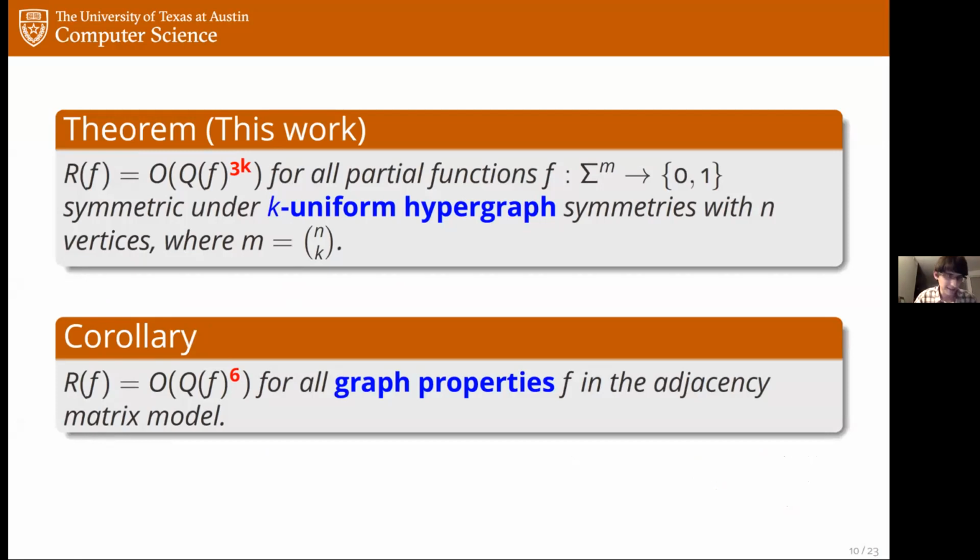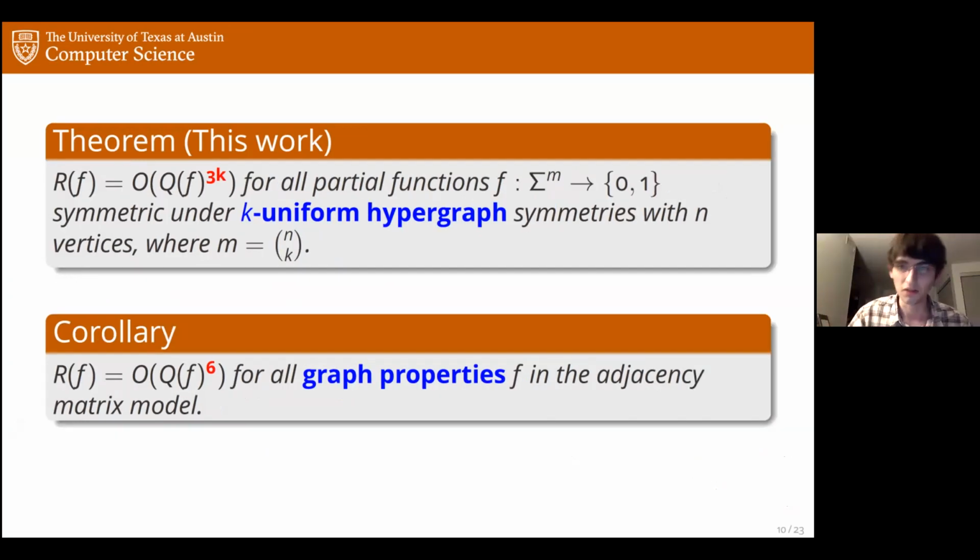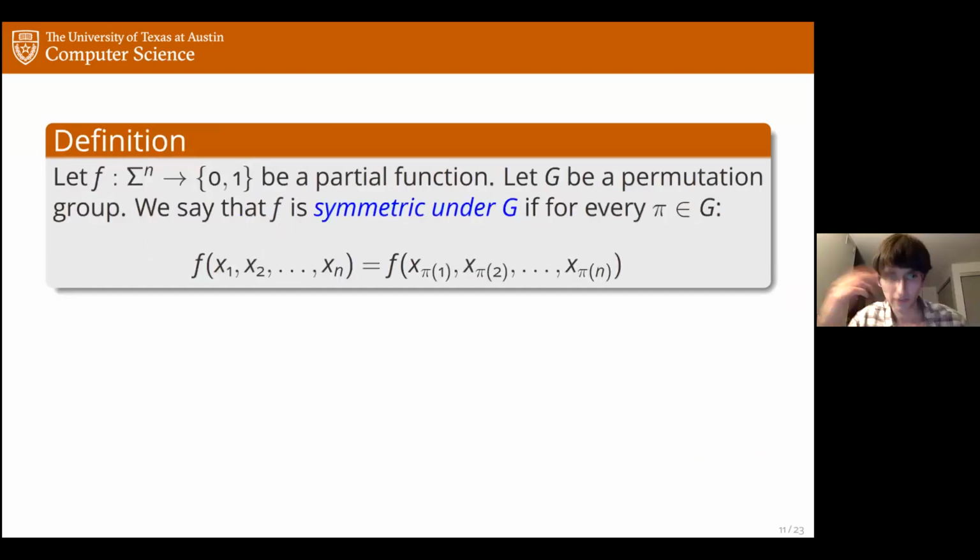This also raises another question on its own, though, which is, what can we say about other kinds of symmetries? More generally, let's say you have some function on n inputs, you can look at an arbitrary permutation group. If you have some permutation group G, you can say f is symmetric under G if you can permute the input of f according to any permutation in G, and it does not change the value of f. So graph properties were one special case, but what about other permutation groups?